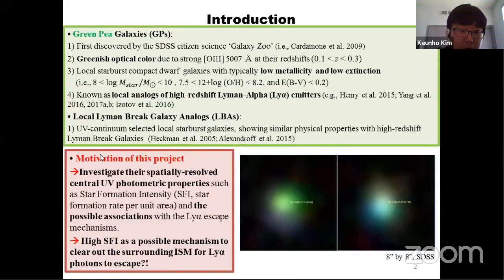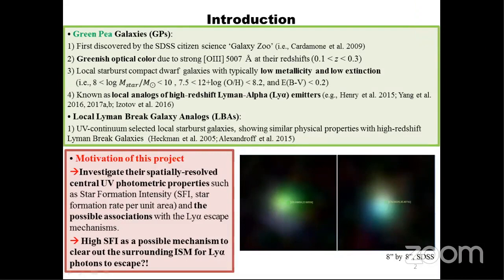The basic difference between the two classes of these local analogs is the different sample selection technique, where Green Pea galaxies are selected based on their strong O3 emission line imprinted in their R-band image. So they are emission line selected samples, whereas Lyman Break Galaxy Analogs are UV continuum selected samples. So although they are both local starburst galaxies, their sample selection is basically different, which causes some differences in their physical properties as well.